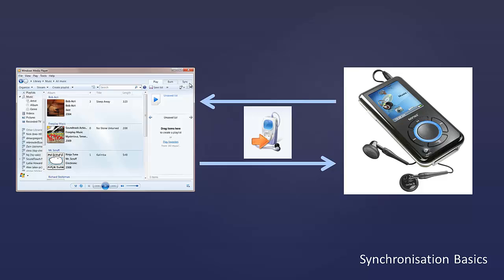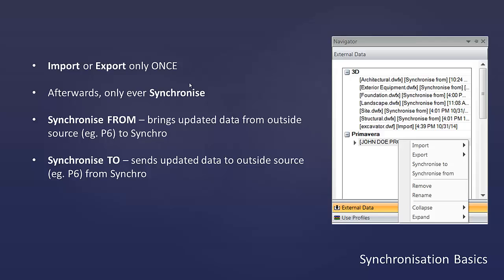You could also have the reverse situation where you maybe make a playlist on your iPod and you want to send that to your computer, and that would be pushing data back to your computer. So Synchro provides both options. You can bring your data in from your outside scheduling program, and you can also push data from Synchro back to your outside program. And that's called synchronizing from and synchronizing to, and I'll talk about that more in a minute.